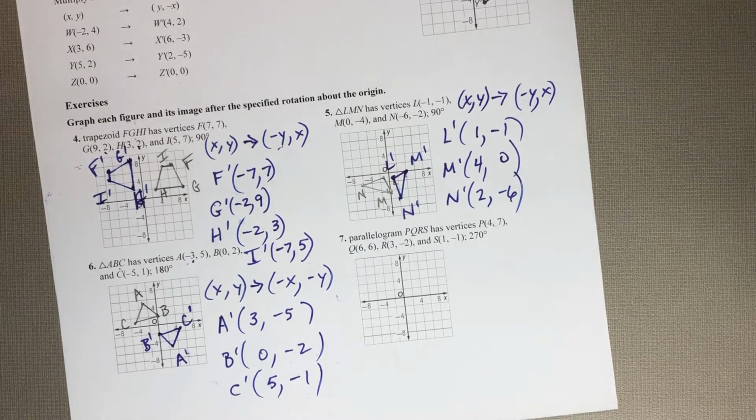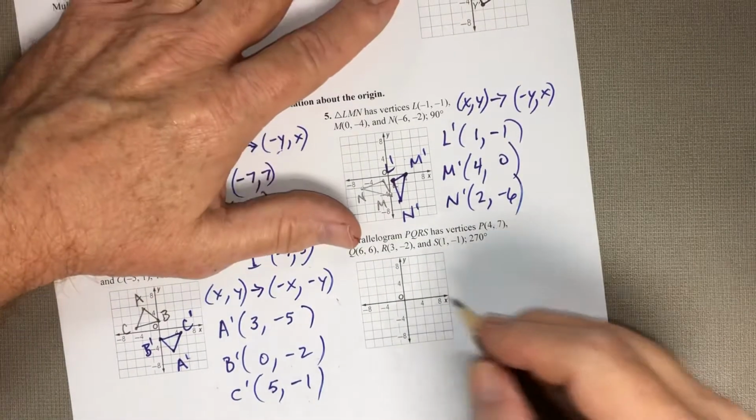Let's go to number 7. All right, first thing we have a parallelogram, PQRS, with vertices P being 4, 7, Q being 6, 6, R having coordinates 3, -2, and S having coordinates of 1, -1. We want to rotate 270 degrees. Well, let me just plot it first of all.